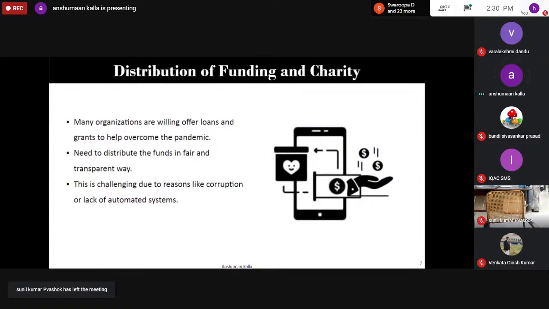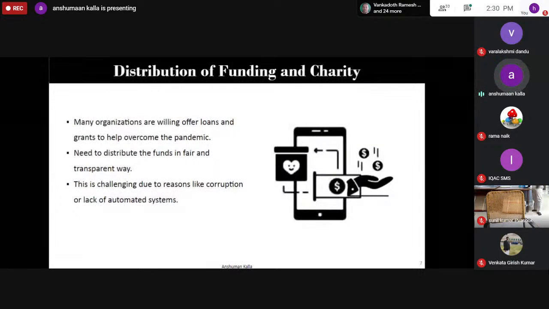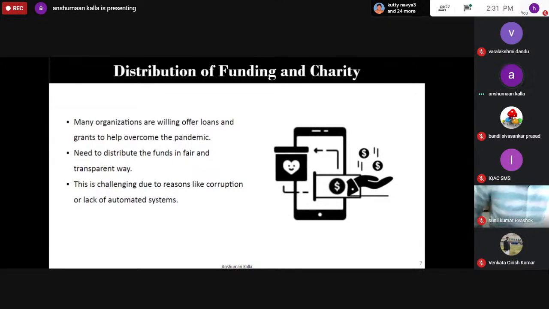So, distribution of funding in charity. Many organizations, for instance the World Bank or the International Monetary Fund, are offering loans and grants to overcome the economic crisis which has come due to the ongoing COVID-19 pandemic. But such funds should be fairly and transparently distributed to the needy people. However, it is difficult either due to corruption or due to lack of a proper automated system.